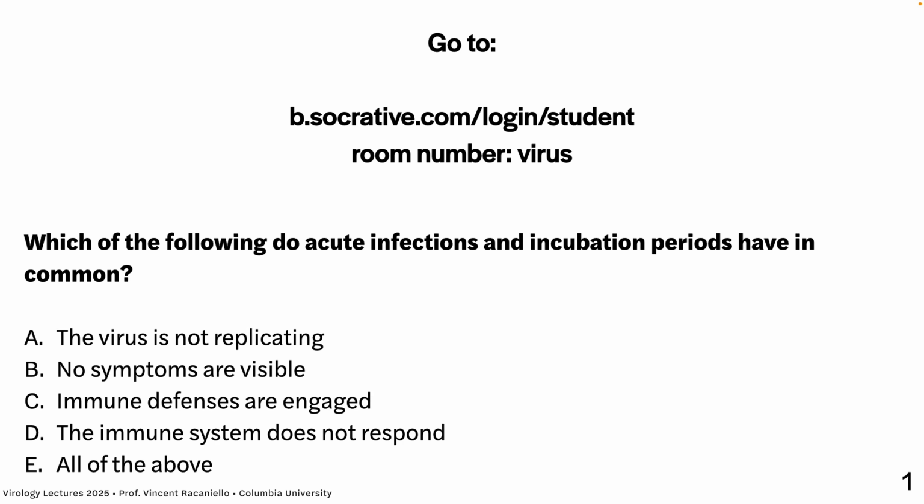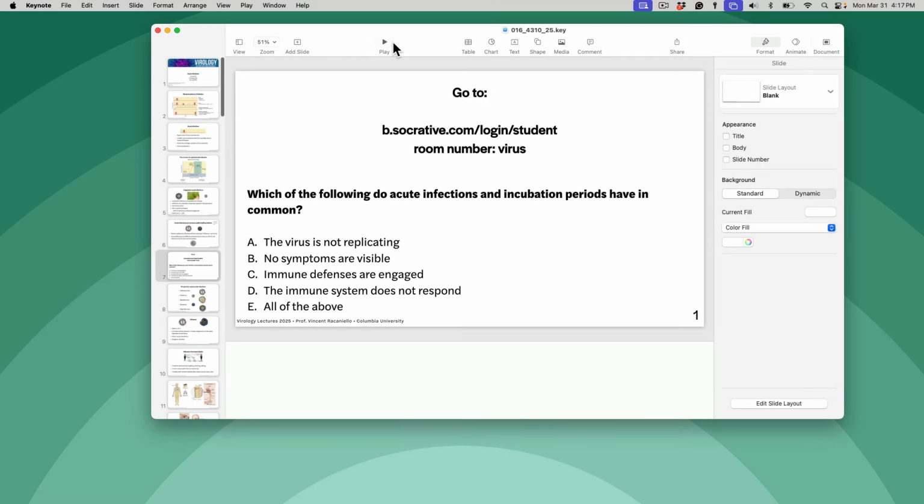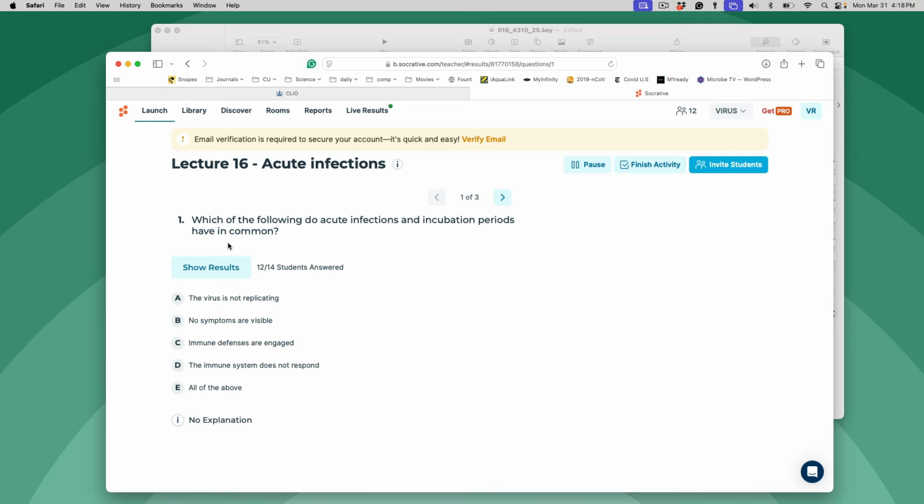First question is, which of the following do acute infections and incubation periods have in common? The virus is not replicating, no symptoms are visible, immune defenses are engaged, the immune system does not respond, all of the above. So which are in common between acute infections and incubation periods? Okay, let's look to see how we did.